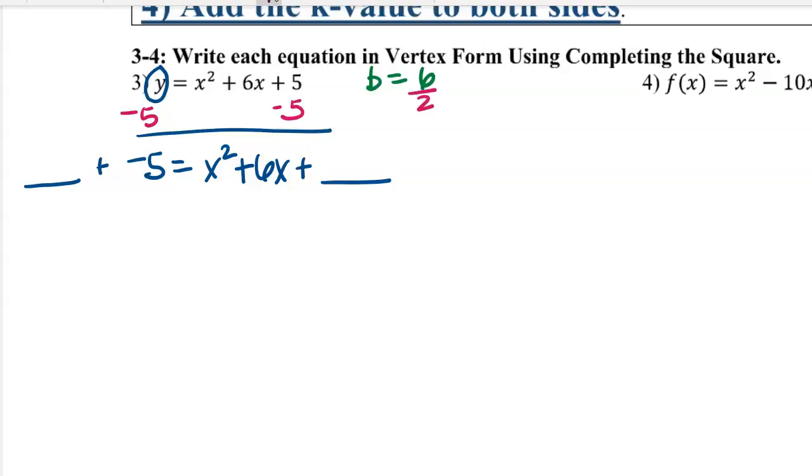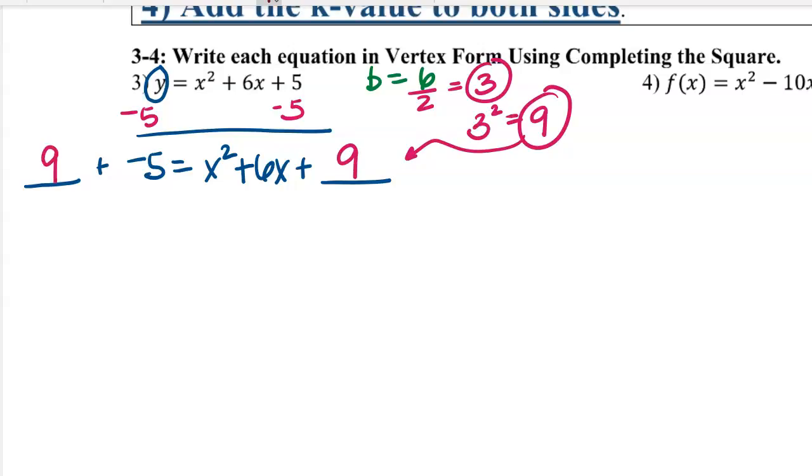Now side work, the b value is going to be 6, and we want to take that and divide it by 2. That will give us 3. Okay, so half of b is 3. Then we want to do 3 squared, and that will be 9. 9, students, is what we are going to add to both sides. So whatever we are adding to the right, we have to add it to the left.